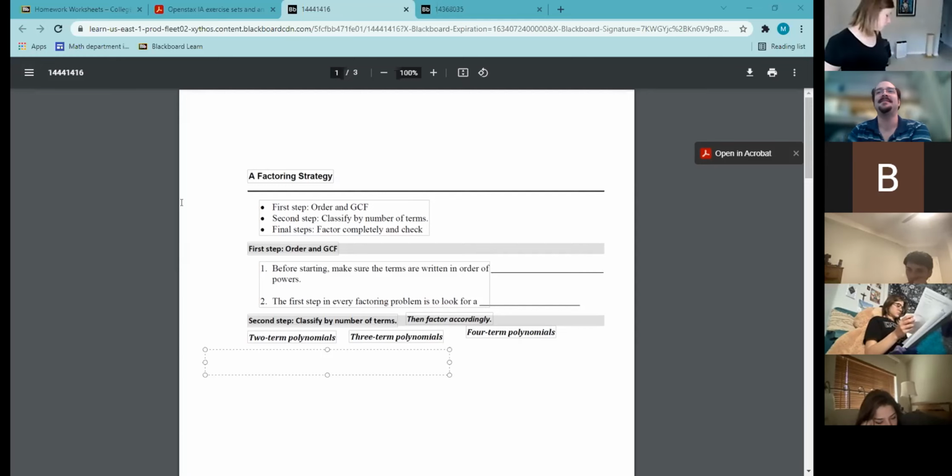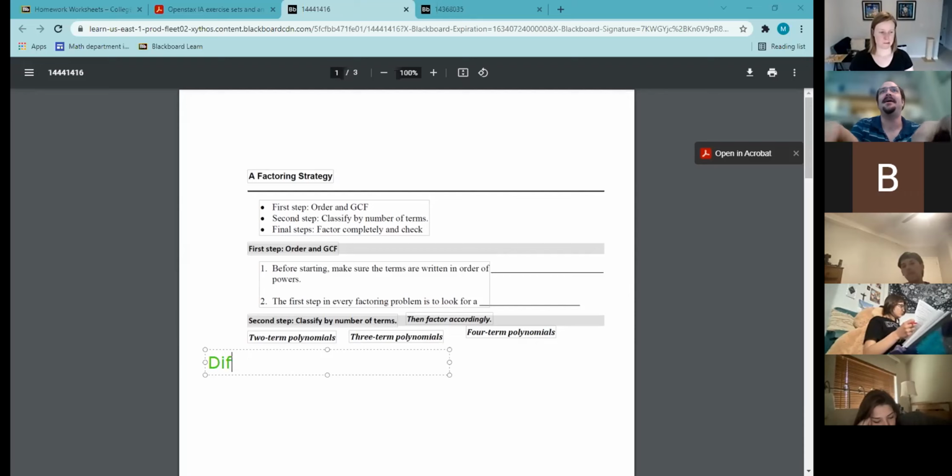Man, y'all are killing me. Prime. Square root. Prime. What is the thing with 2 terms that we can factor? X method. We cannot factor. What do you mean?